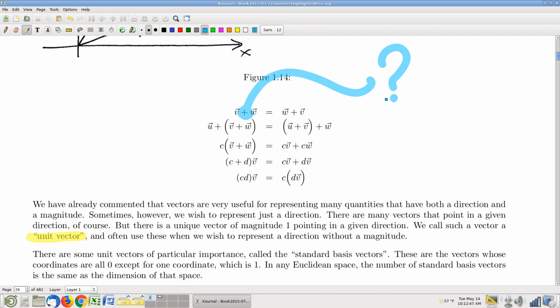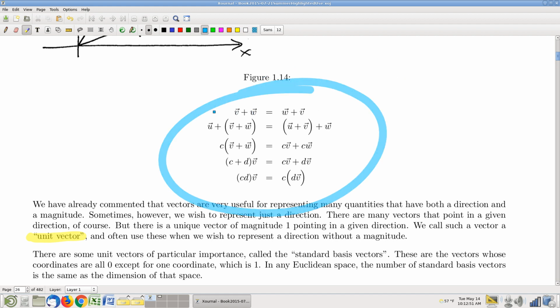So I just wanted to point out that these familiar-looking algebraic properties are not perfectly obvious, our old friends from middle school, right? These are all brand new properties. And you've got to be a little worried about whether these are actually true.